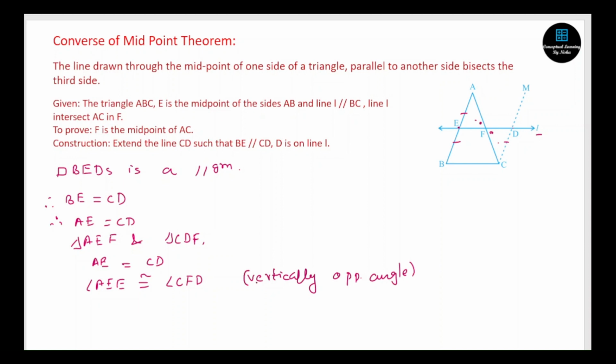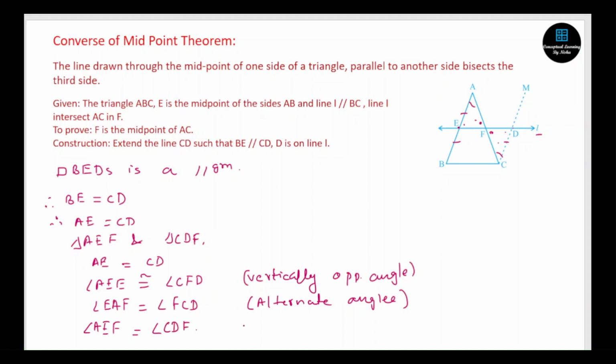And these are again alternate pair angles. So, angle EAF equals angle FCD. Correct? Alternate angles. So, by angle sum rule of triangle, I can say now angle E is same as angle D. Correct? I can say that angle AEF equals angle CDF.